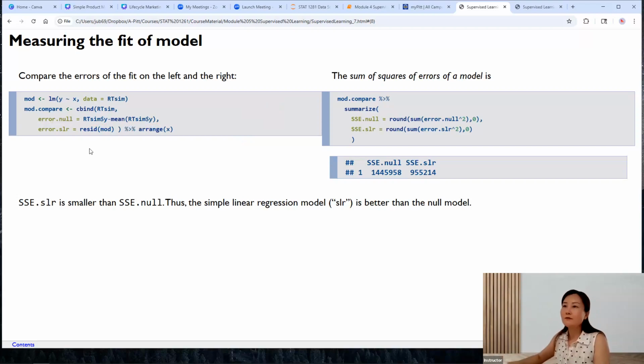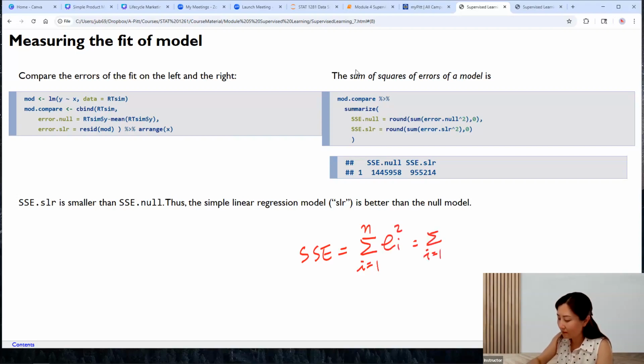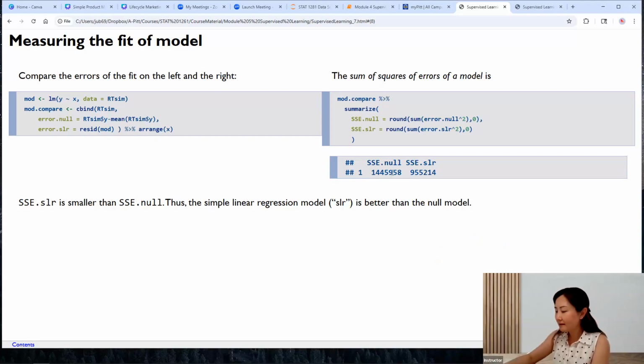So we have two columns of errors. And then we can calculate the sum of square errors. Sum of square errors is this. So this is just a review. So we can compare their results. Apparently the null model has a much bigger sum of square error. It has 7 figures. SSE for the simple linear regression only has 6 figures. So the null model is apparently worse.